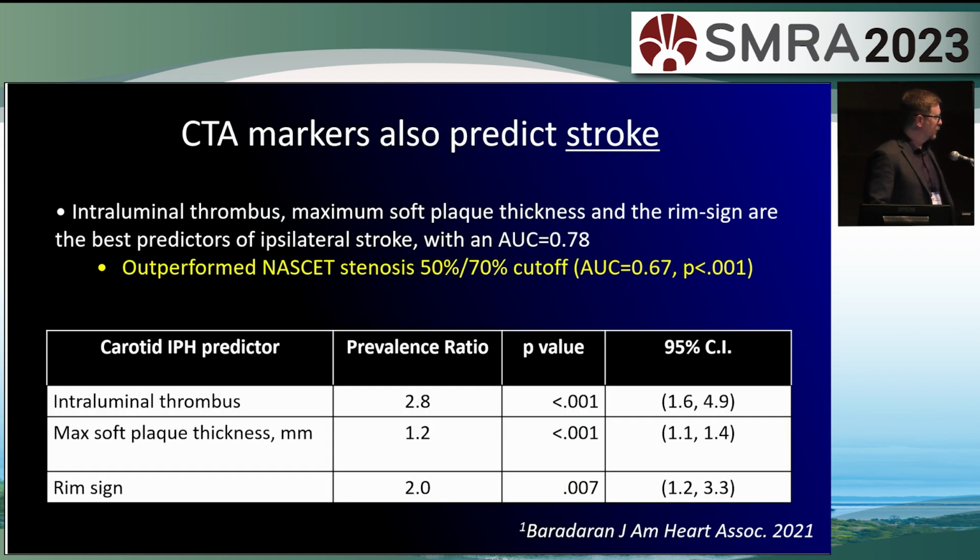We went a step further and looked at which CTA markers are predictive of stroke. As you know, neurologists and neurosurgeons in the United States primarily use stenosis based on NASCET cutoffs of 50 and 70%. Instead of stenosis, we found the intraluminal thrombus, the smoking gun that you heard talked about earlier, was highly predictive of stroke, though fairly rare in our population. But in addition to that, rim sign and maximum soft plaque thickness were in our final model for predicting stroke.